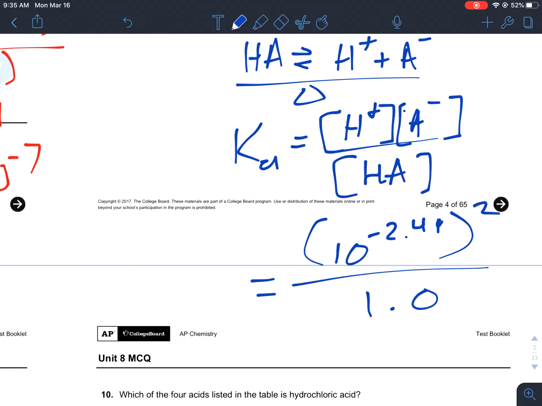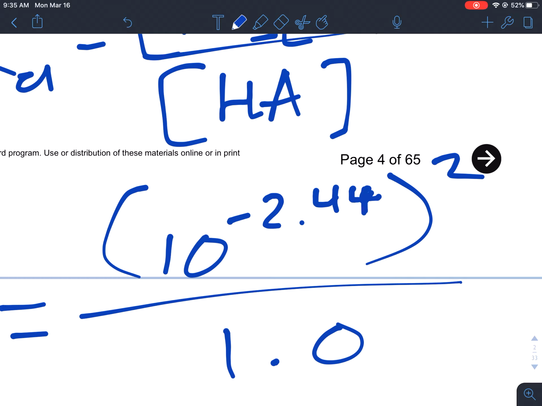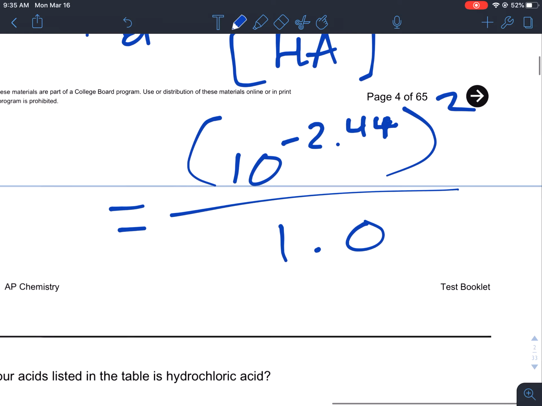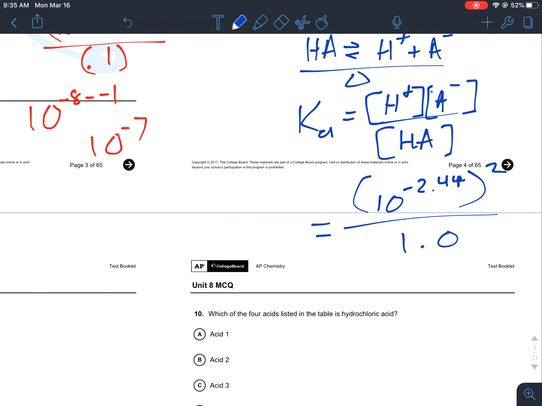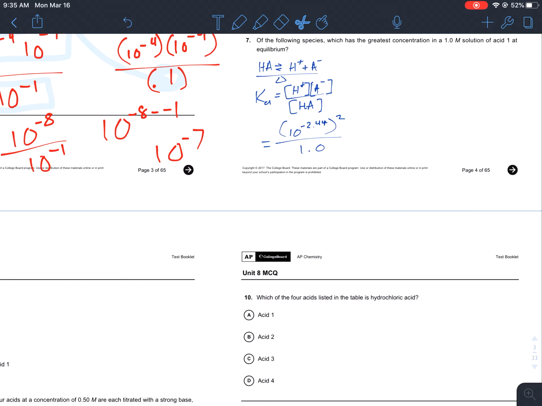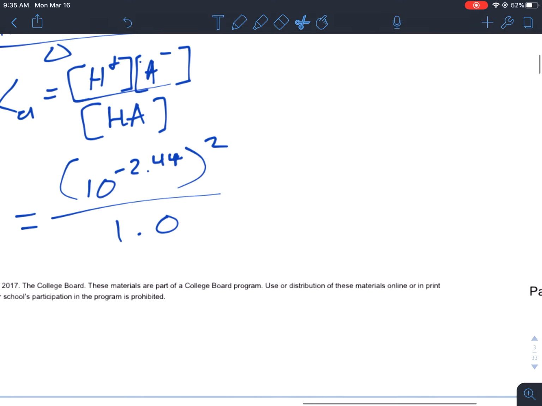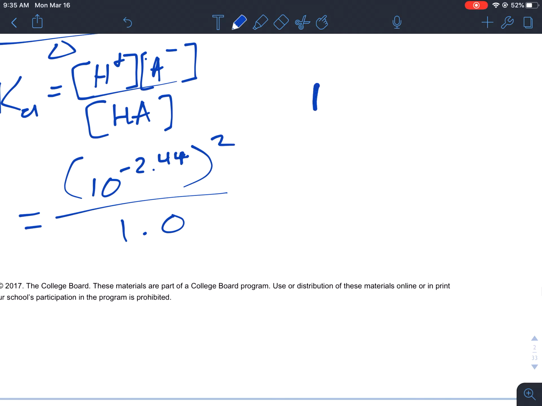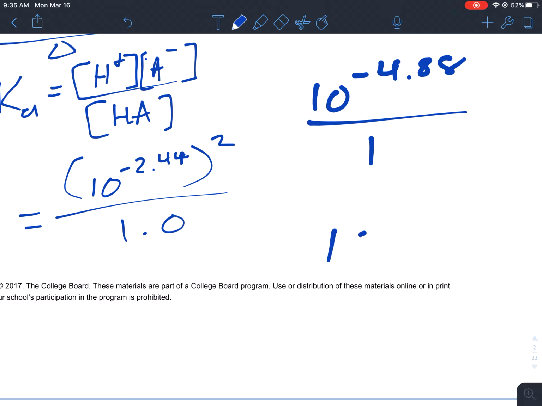Okay, I don't want to do these numbers. Every time I say that, I've already done it in my head. The curse, being obsessed with doing math. All right, it's going to be 10 to the negative 4.88 over 1, right? So Ka is 10 to the negative 4.88.